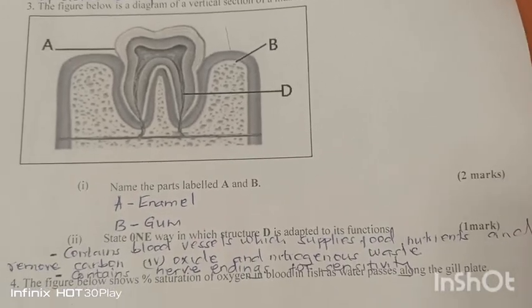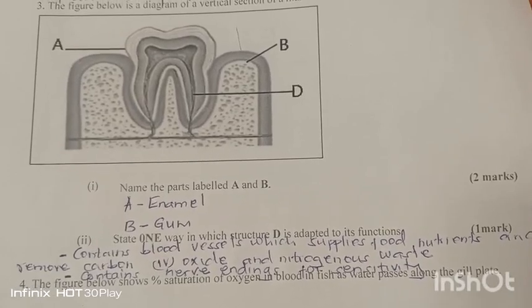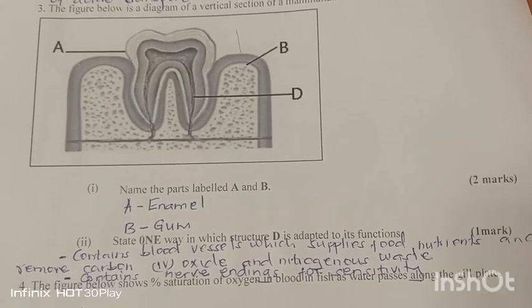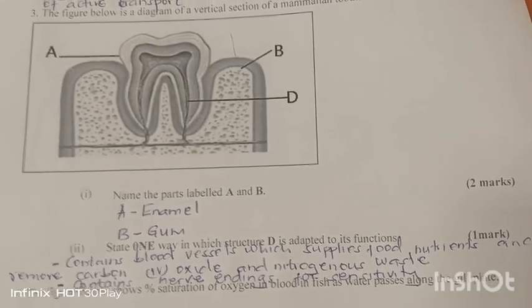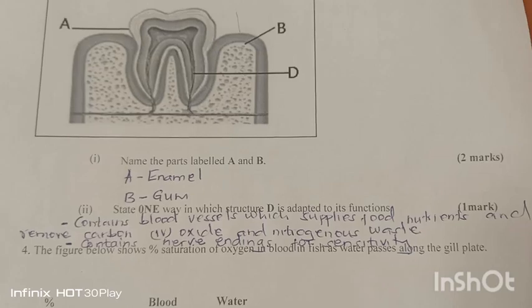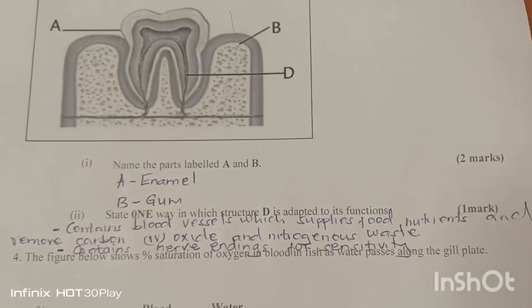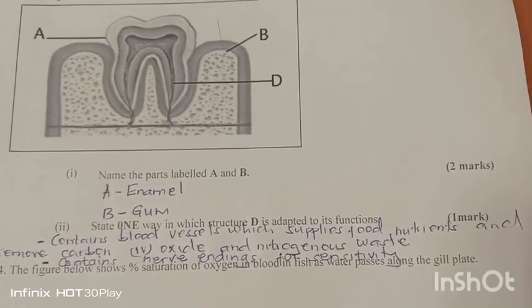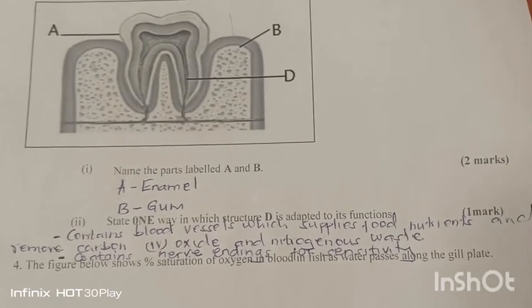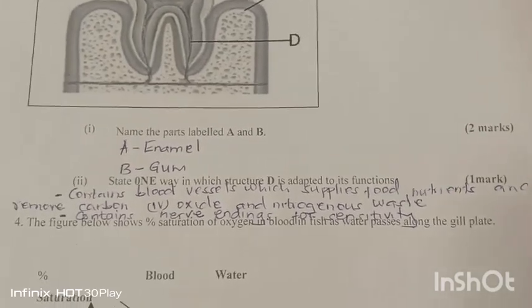Then state one way in which structure D is adapted to its function. Structure D, that's the pulp cavity. It contains blood vessels which supply food and nutrients and also remove carbon dioxide and nitrogenous waste from the tooth. It also contains nerve endings that are for sensitivity.